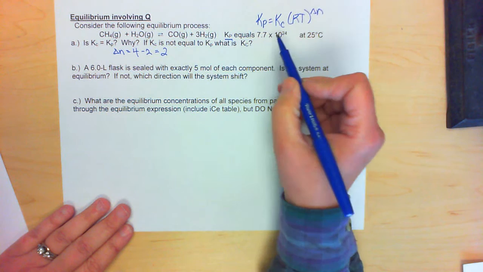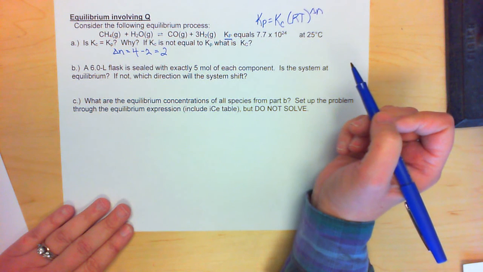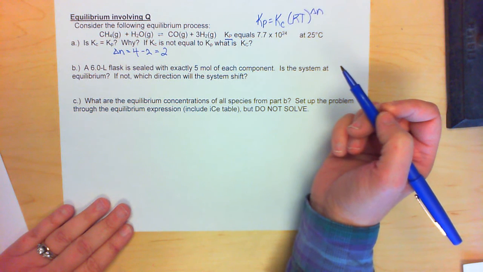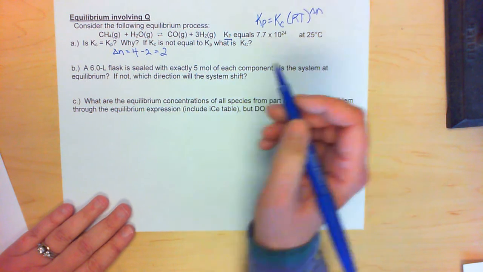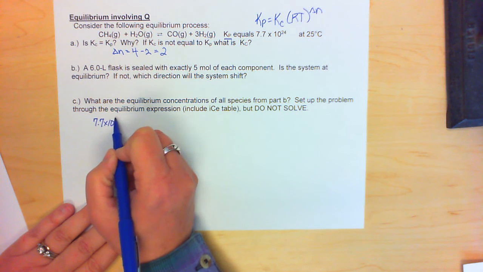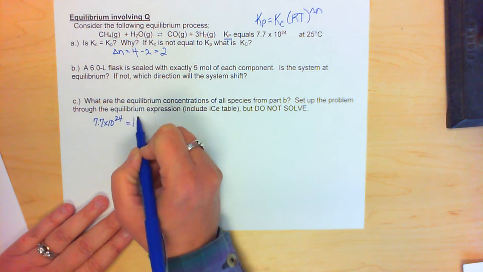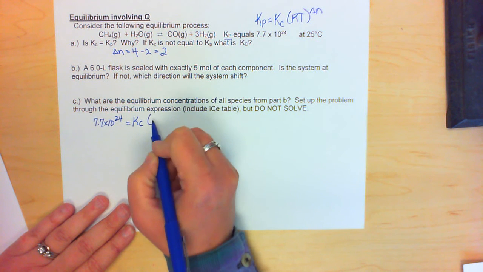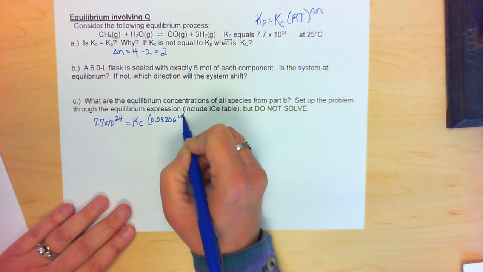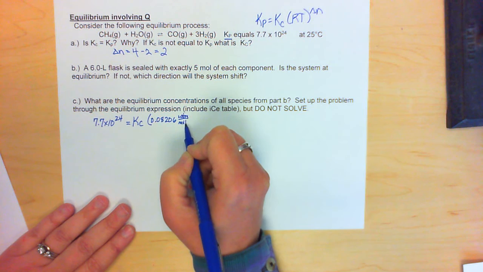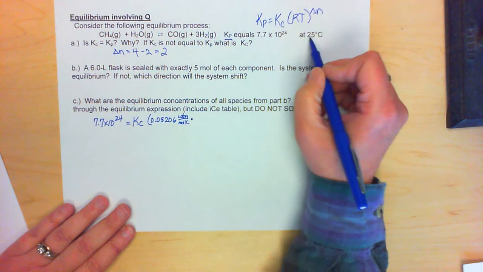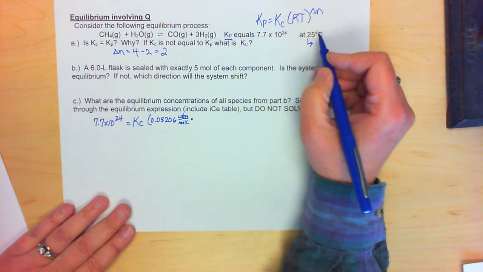Because delta n is not equal to 0, Kc is not equal to Kp, so we have to calculate Kc. So we'll come down here and say Kp, 7.7 times 10 to the 24th, is equal to Kc times R, which is 0.08206 liter atmospheres per mole K. Now remember, K is going to come out with no units. The advantage of putting it in here is to remember that temperature has to be in Kelvin.